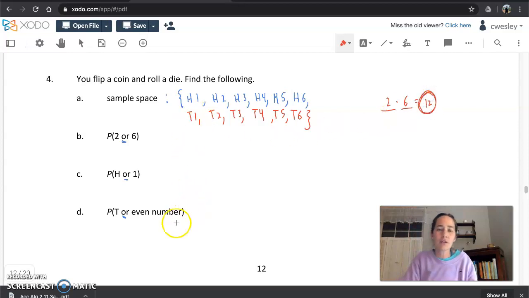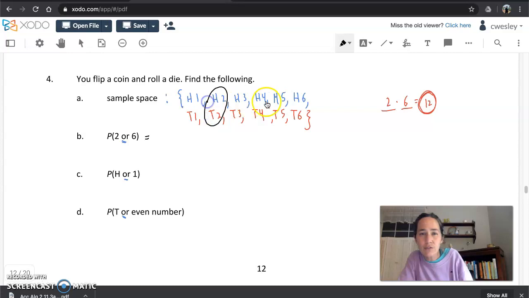That should be a denominator for some of these probability expressions. But now we've got them all listed out, and we'll see if that'll help us to answer B, C, and D. Probability you get a 2 or a 6. Well, there are 2 outcomes that have 2's in them, and there are 2 more outcomes that have 6 in them. You are adding up all those outcomes to get 4 outcomes out of 12. That's a 1 in 3 chance.